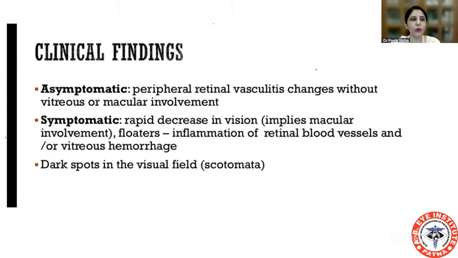So the patient could be asymptomatic when only the peripheral retina is involved. There are peripheral retinal vasculitis changes, but they don't involve the vitreous or the macula. So the patient can just be asymptomatic. Symptomatic patients present with a rapid decrease in vision, implying that the macula is involved, or they could have floaters because of inflammation of the retinal blood vessels or vitreous hemorrhage. Sometimes the patient can complain of dark spots in the visual field, or scotomas.